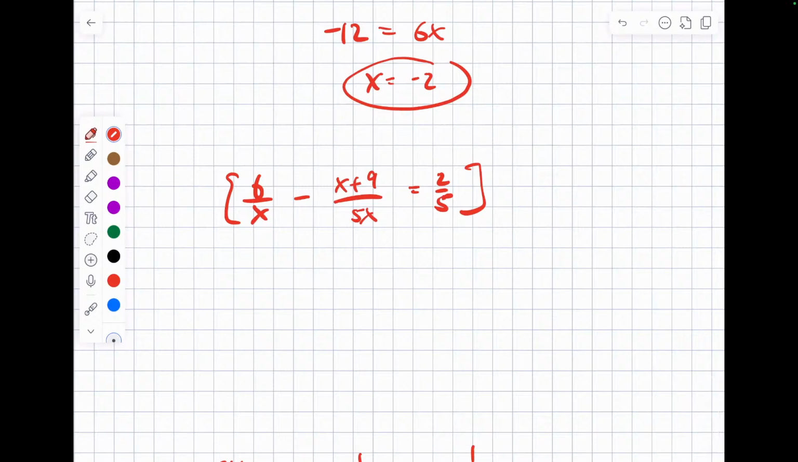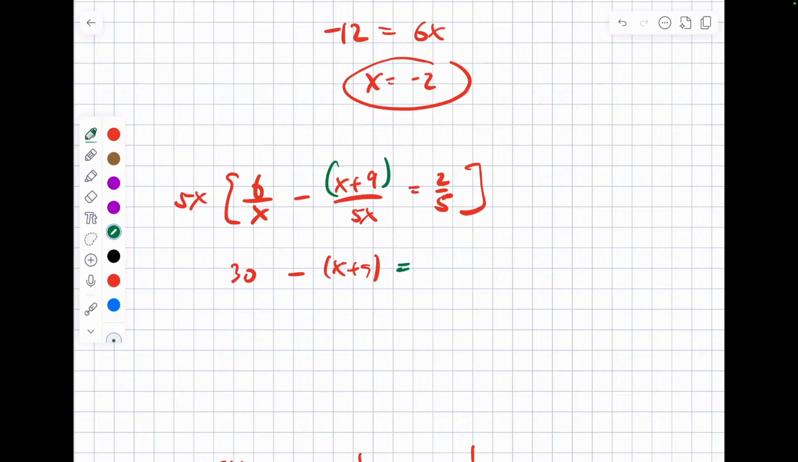So what I'm gonna do is multiply this by 5x. The x cancels out. That's 30 minus x plus 9. Make sure that parenthesis is there, guys. Make sure there's an invisible parenthesis on every numerator and every denominator. This is a hidden rule. Nobody ever had to tell you, but you have to know that.